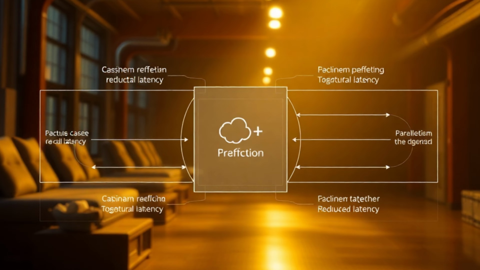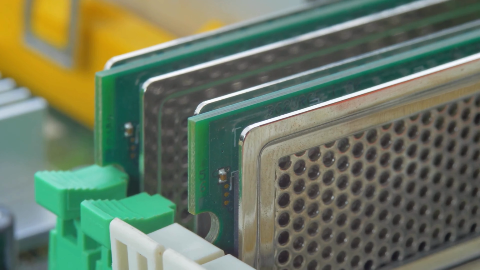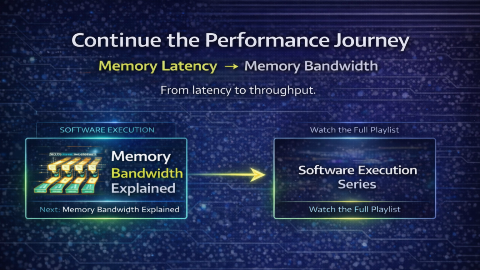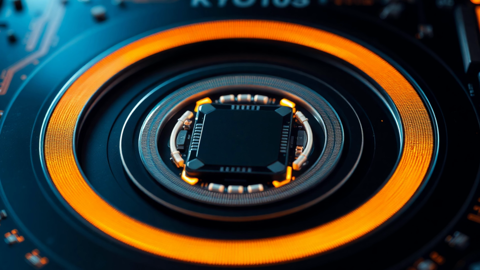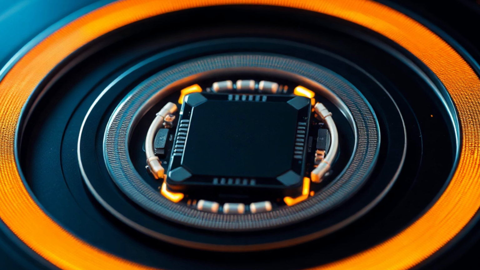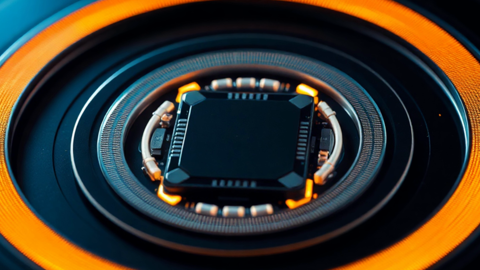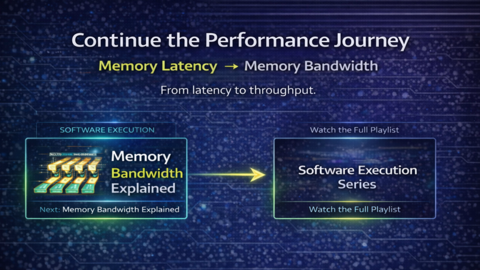Now let's zoom out. Memory latency is the delay between requesting data and receiving it. It is measured in cycles or nanoseconds. It grows as you move farther from the CPU core, and it can dominate performance in memory-intensive workloads. Understanding latency changes how you think about performance. It shifts focus from pure computation to data movement. It explains why cache-friendly code is faster. It explains why certain data structures scale poorly. And it explains why high-performance systems are designed around locality.